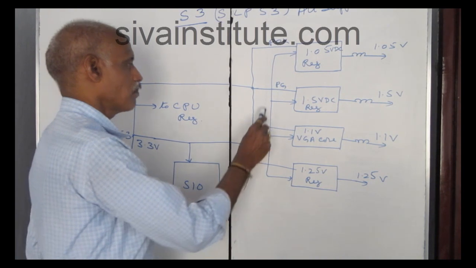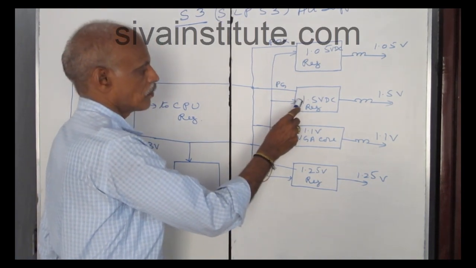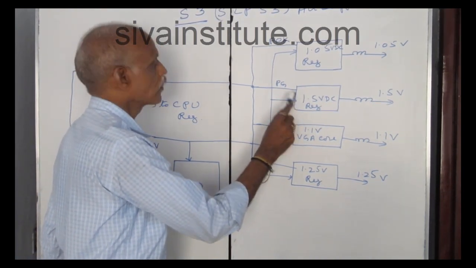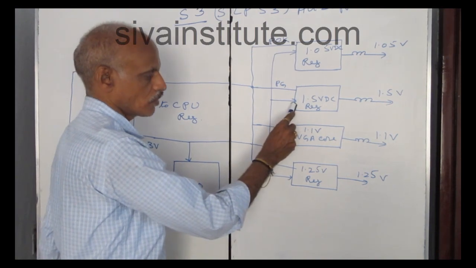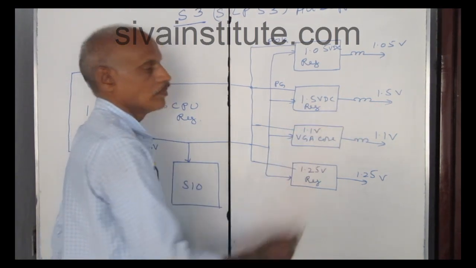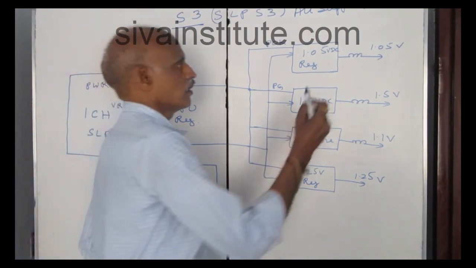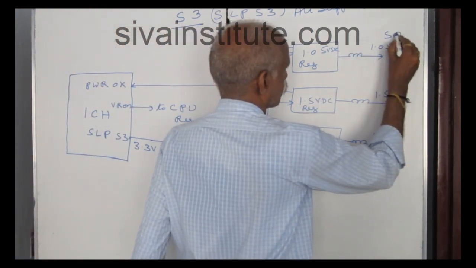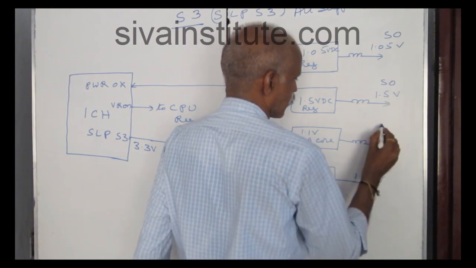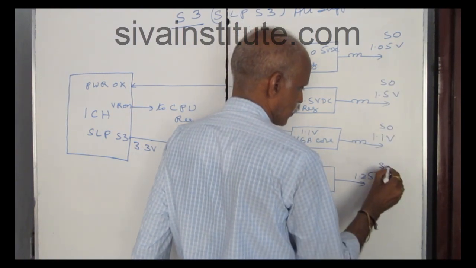When this command 3.3 volts comes to this pin, the SLP S3 pin, and you give this voltage, the output will come. Input SLP S3, output S0. This is the S0 output. This is S0.